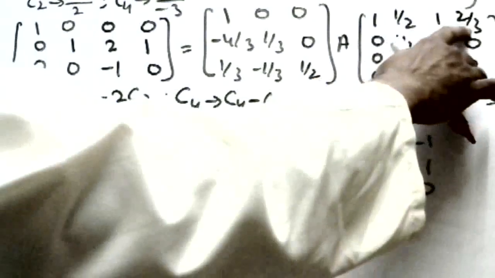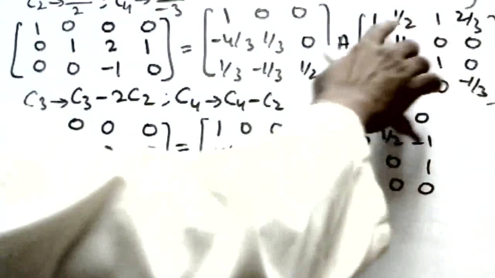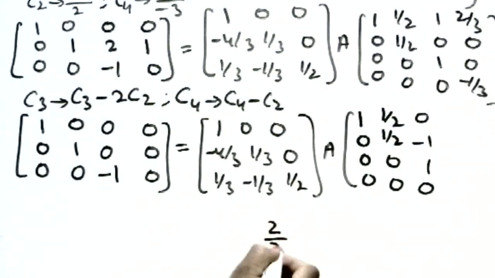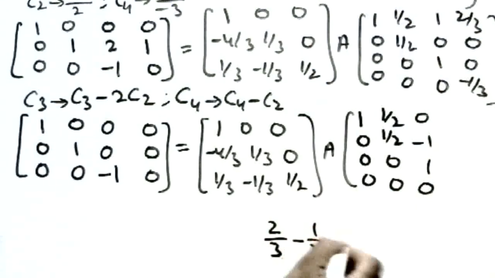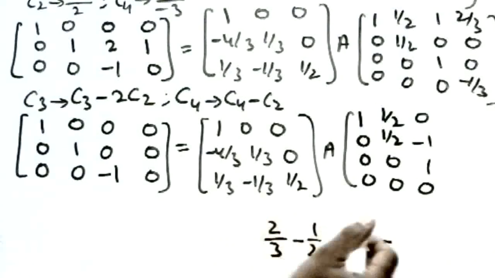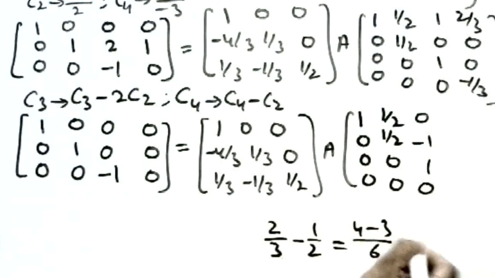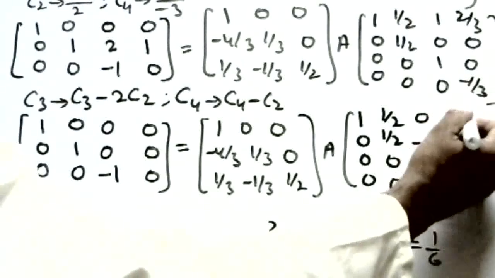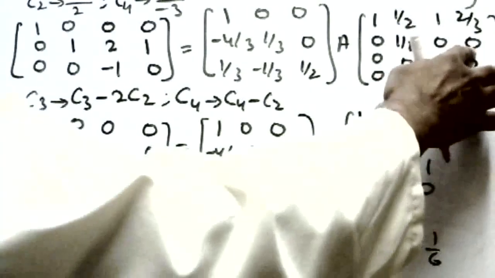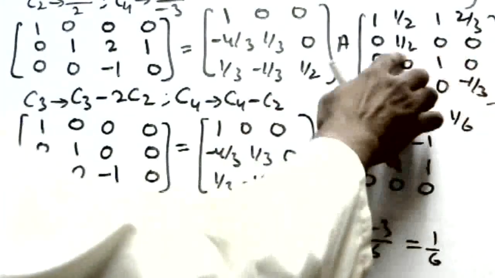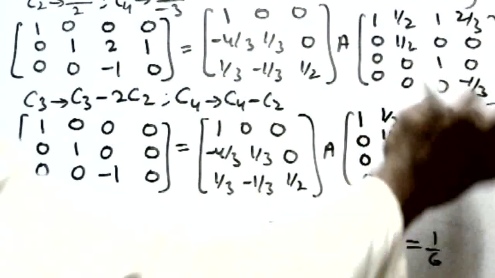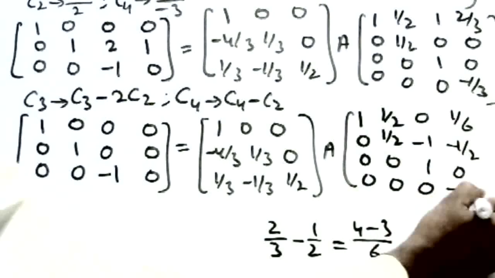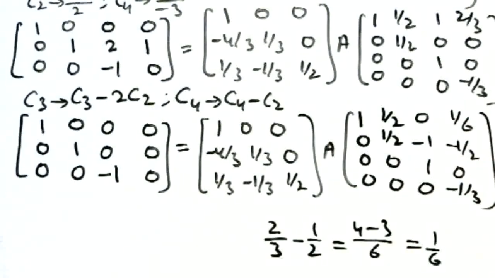The one thing left is C4 minus C2. So C4 is 2 by 3. C4 minus C2, 1 by 2. So if you take the LCM, it will be 6. 2 into 4 minus 3 into 1 is 3. 4 minus 3 will be 1 by 6. So this is 1 by 6. Then 0 minus 1 by 2 will be minus 1 by 2. 0 minus 0 will remain 0. Minus 1 by 3 minus 0 will be minus 1 by 3.